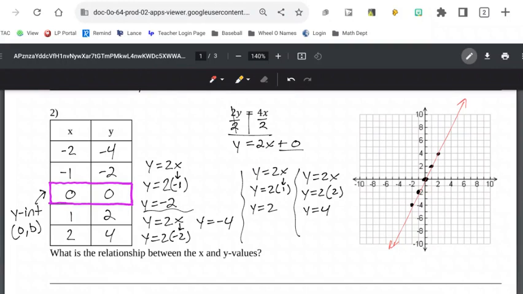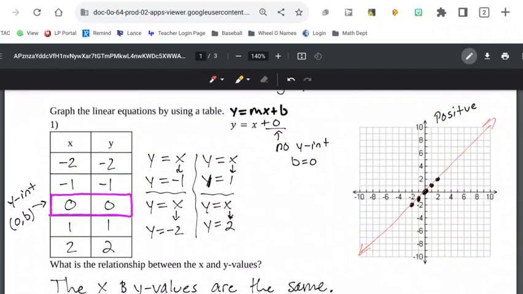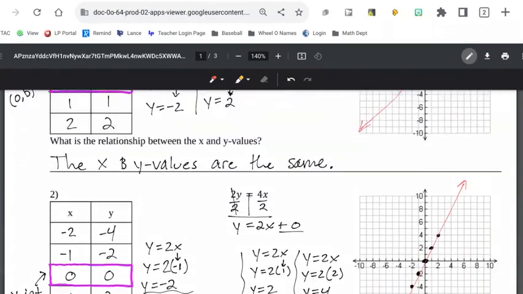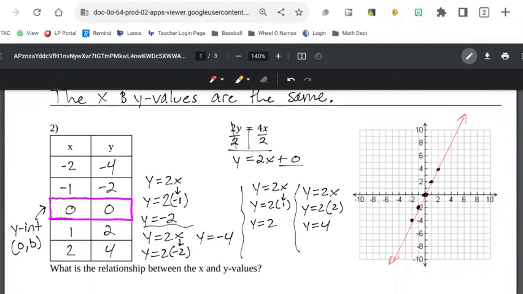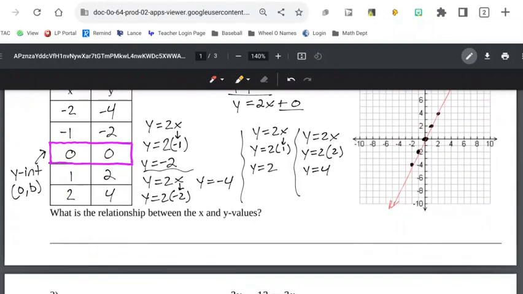Could have done better. It's tough to graph or draw with a ruler on these Chromebook screens. So we have a very similar looking graph to the one before. Here's problem 1. Here's problem 2. What is the relationship between the x and y values? So this time the y values are 2 times the x values.